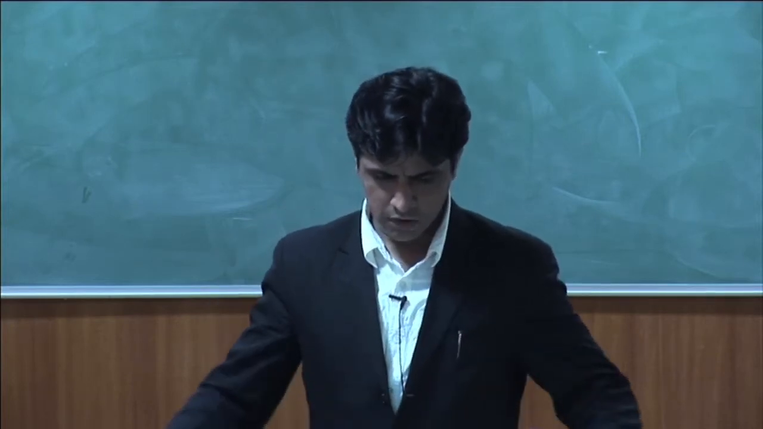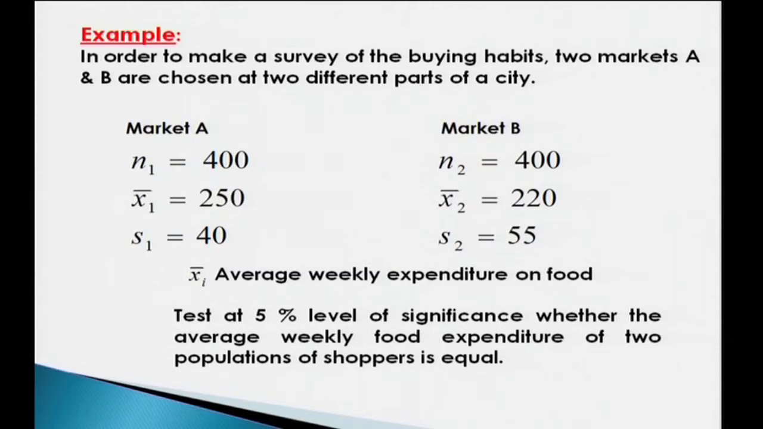There is another question here. In order to make a survey of the buying habits, two markets A and B are chosen at different parts of a city. To understand the buying habits, we have market A, we have market B. From the first market we collect a sample of 400, from another market also we collect a sample of 400. So, we have an average for the first market of 250, for the other market 220. The standard deviation for the first is 40, standard deviation for the second is 55, and Xi represents the average weekly expenditure. So, average weekly expenditure, say it is 250, in terms of the other say it is 220.